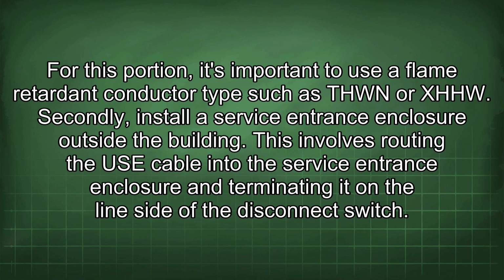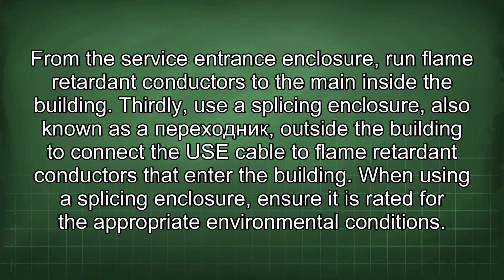Secondly, install a service entrance enclosure outside the building. This involves routing the USE cable into the service entrance enclosure and terminating it on the line side of the disconnect switch. From the service entrance enclosure, run flame retardant conductors to the main inside the building. Thirdly, use a splicing enclosure, also known as a junction box, outside the building to connect the USE cable to flame retardant conductors that enter the building.